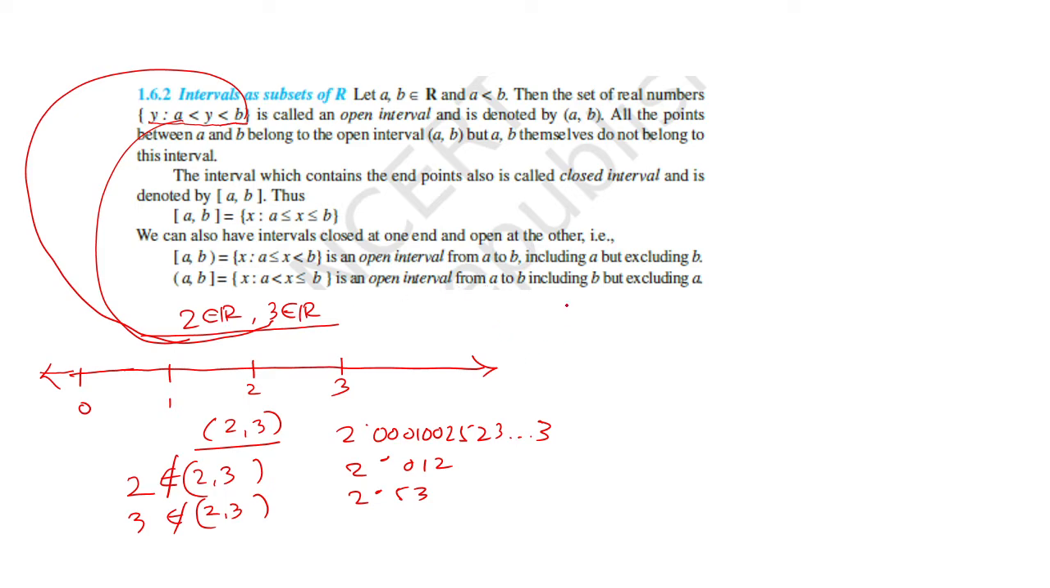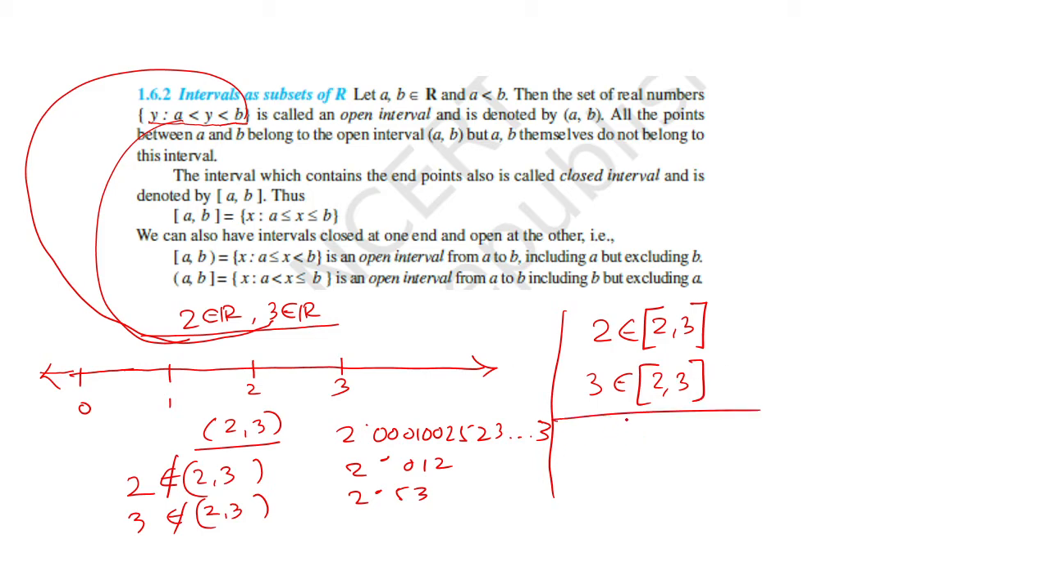Now the closed interval. What is a closed interval? Closed interval means that you are permitted to take the boundary points. That is, 2 belongs to [2, 3], and here you have to write it like this, with square brackets, the closed interval [2, 3]. 3 belongs to [2, 3]. This is an open interval, this is closed.